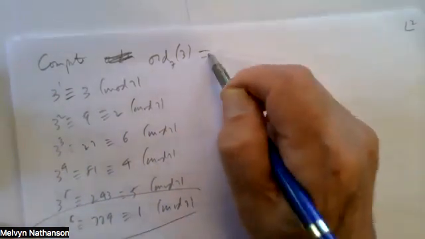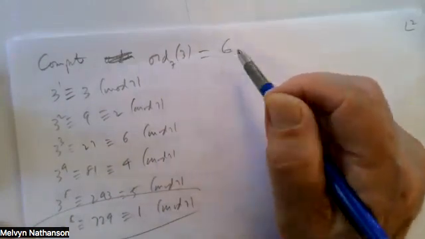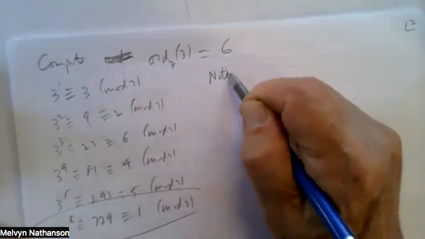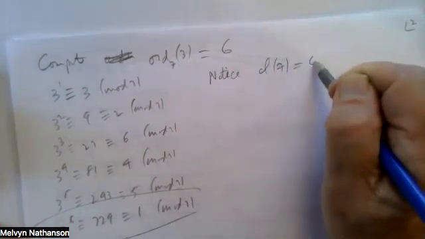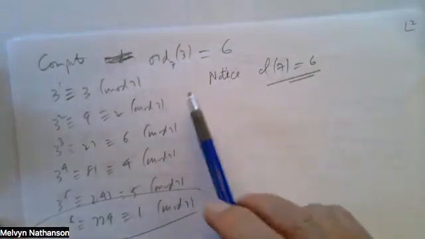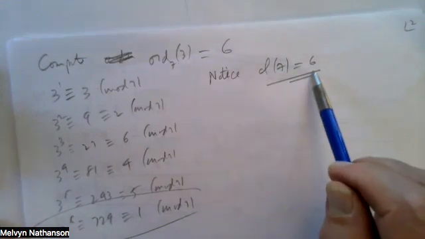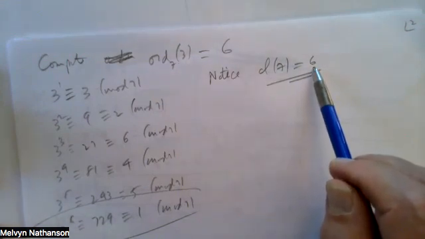3 to the sixth is 729. Divide that by 7, you get remainder 1. So the first power of 3 congruent to 1 mod 7 is the sixth power. So the order of 3 mod 7 is equal to 6. And notice several things. Phi of 7 is equal to 6. So we know that 3 to the sixth has to be 1 mod 7, but it's not necessarily true that 6 is the smallest power; in this case it is.